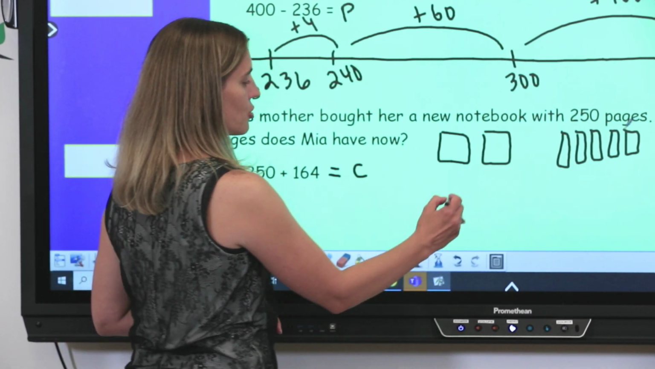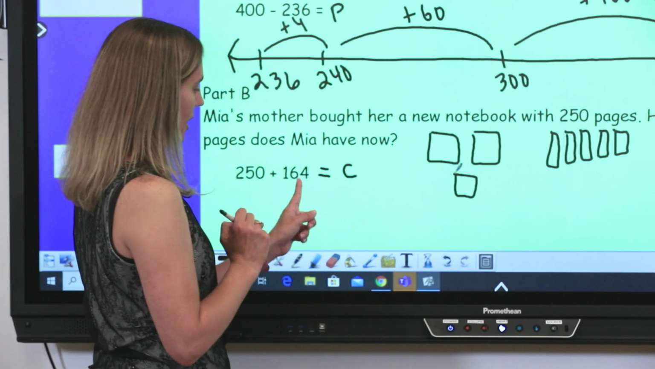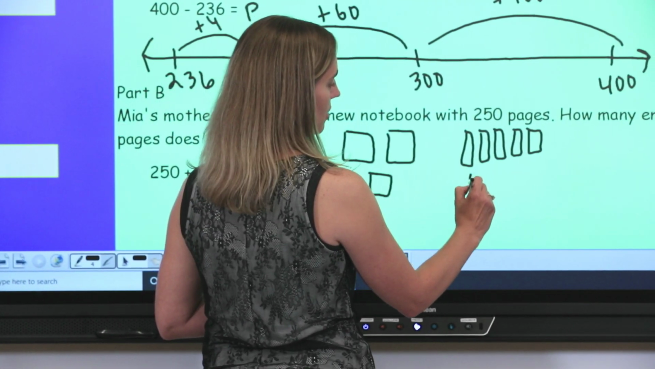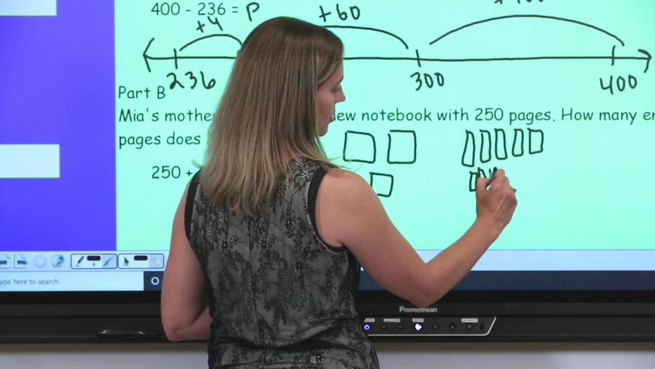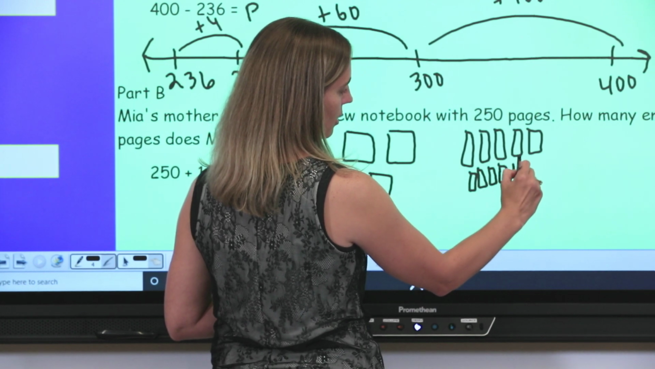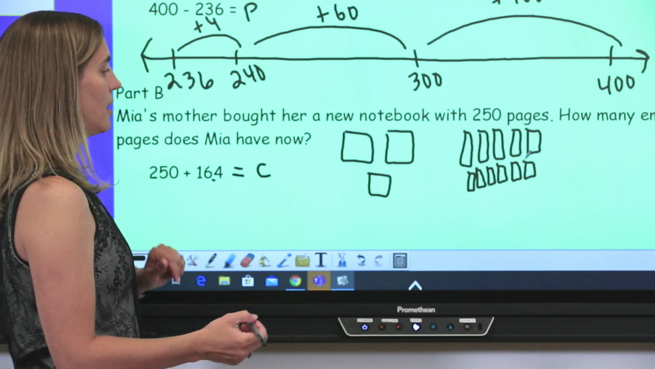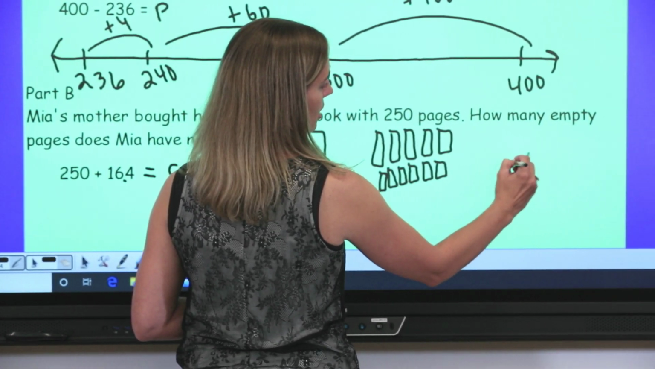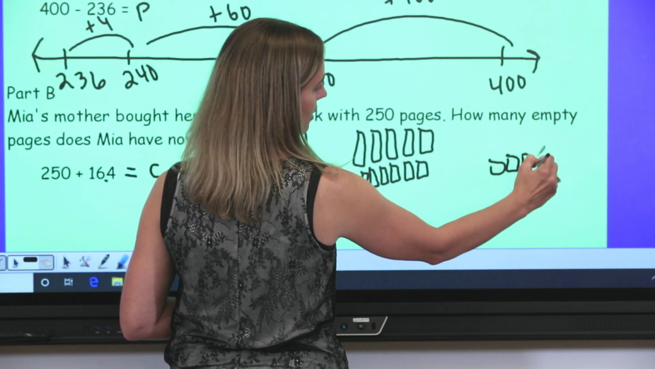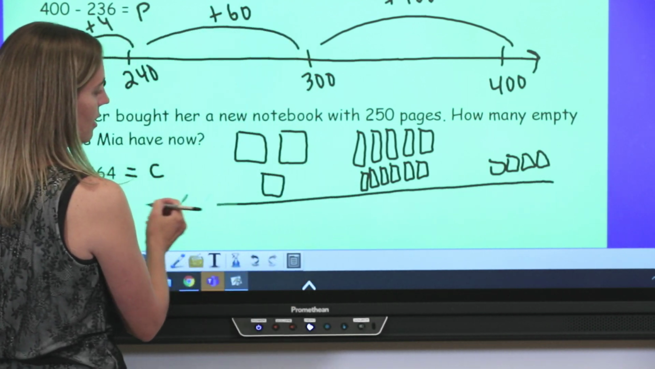164. So I'm going to draw 100. I'm going to have to do 60, 1, 2, 3, 4, 5, 6 tens is going to give me 60. And then those 4 units. 1, 2, 3, 4. Okay, so now I'm going to add all those together.